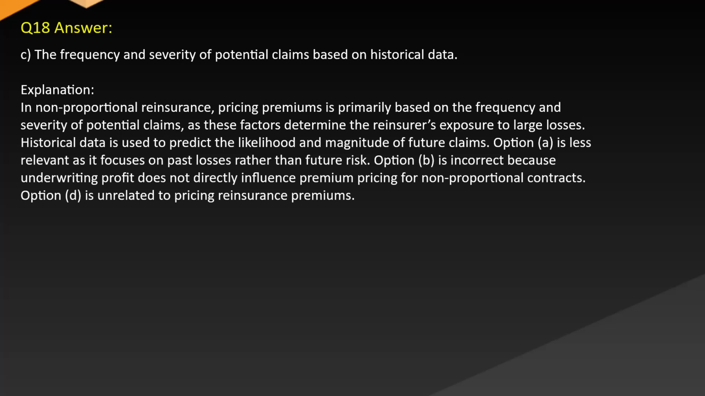Option A is less relevant as it focuses on past losses rather than future risk. Option B is incorrect because underwriting profit does not directly influence premium pricing for non-proportional contracts. Option D is unrelated to pricing reinsurance premiums.